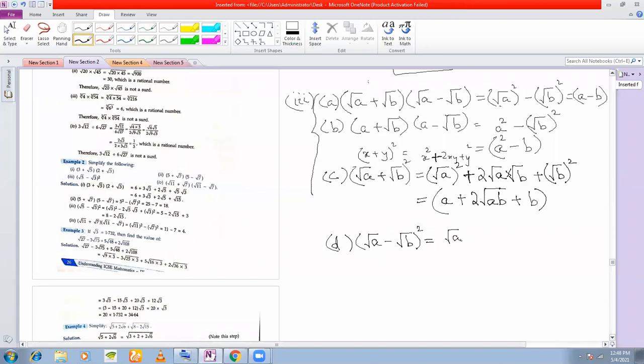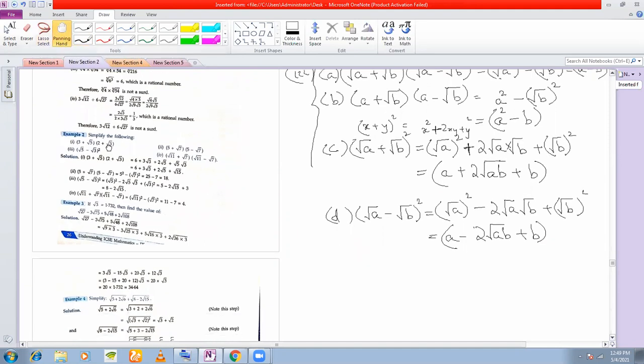You have root a square. This time, because there's a minus sign, you have minus 2ab. So minus 2 root a into root b plus root b square. So this you have a square, a minus 2 root ab plus b. Okay. This will be very useful. All these four results a, b, c, and d will be very useful later on.